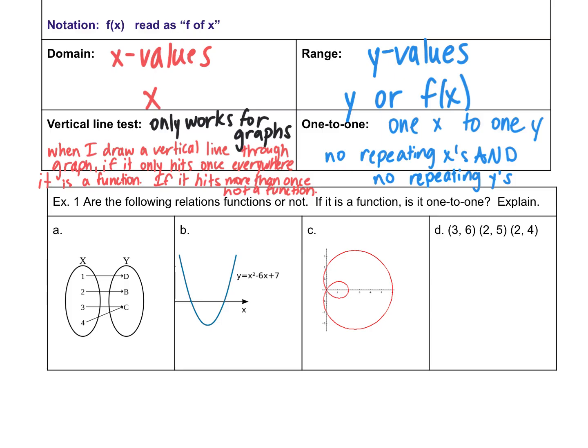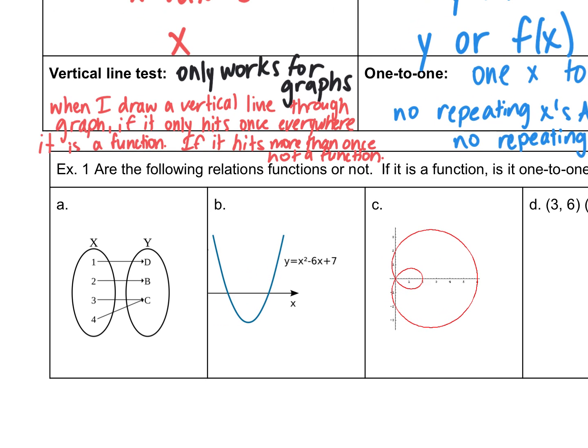Gentlemen over here, what are we thinking on A? It is a function. Yes, it's a function. We all agree with that? No repeating x values, good. Is it one-to-one? No. Why not? Yep, C repeated. C was a y value. Love it.